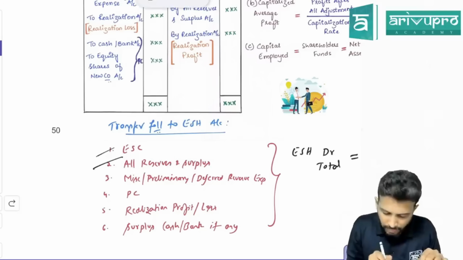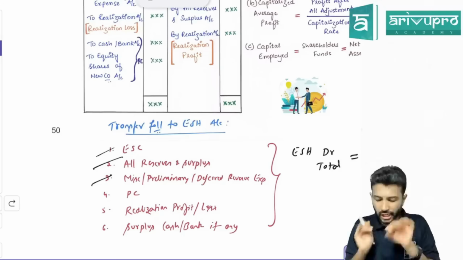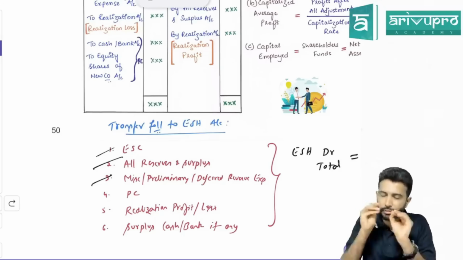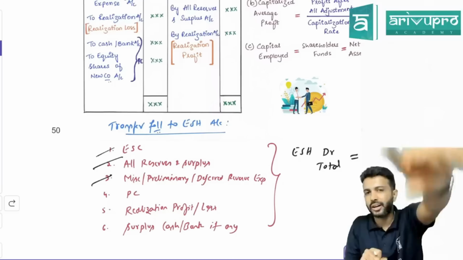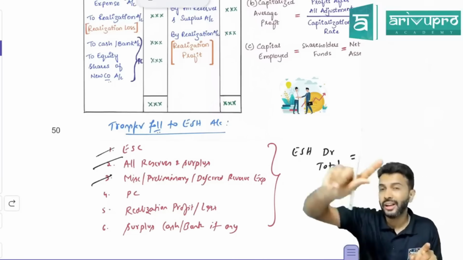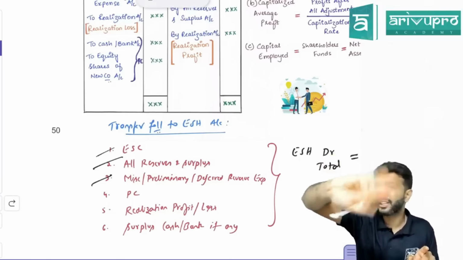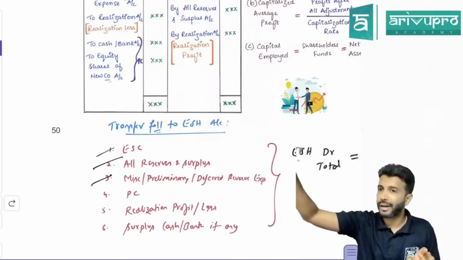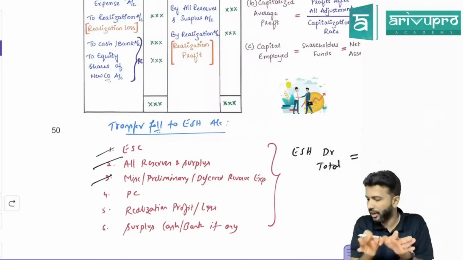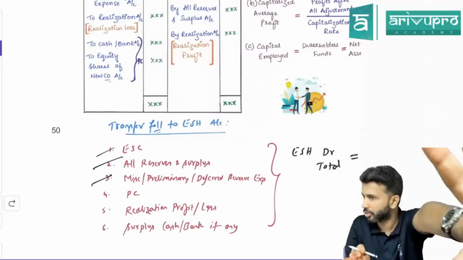Done now. Sometimes in the problem, there's an outdated adjustment. Check old questions where this used to come. If at all they give you preliminary expense, deferred revenue expenditure, miscellaneous expenditure and all, it will not appear on the liability side of the balance sheet. It will come on the asset side. Most probably it will not come in the question, just in case it comes out of the blue.